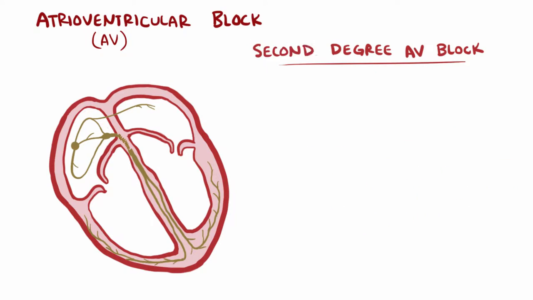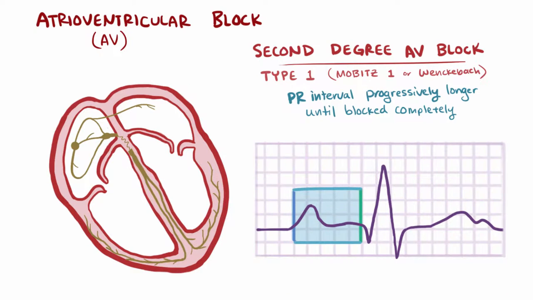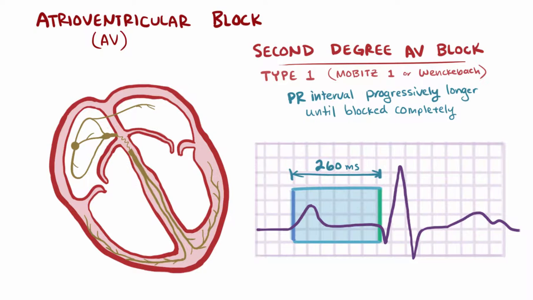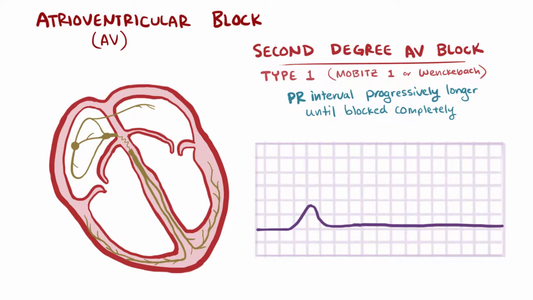Second degree AV block can be split into two types. Type 1, called Mobitz 1, or sometimes Wenckebach, happens when the PR interval gets progressively longer with each beat until a P wave is blocked completely. So maybe the first PR interval is 200 milliseconds, then the next is 260 milliseconds, then 300 milliseconds, and then finally the next one doesn't make it to the ventricles, and you get what's called a dropped beat.